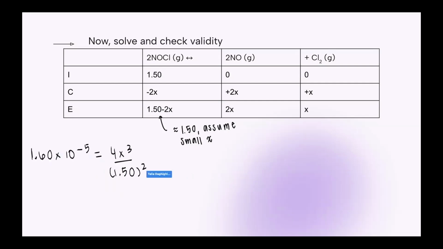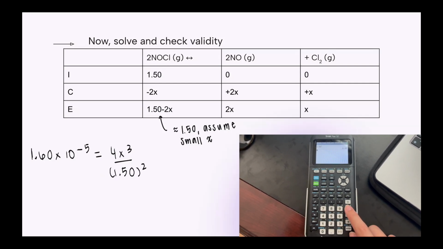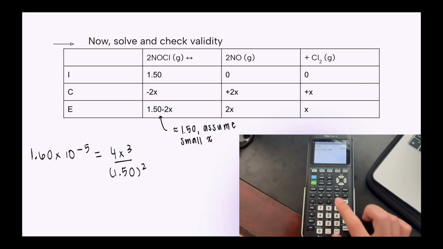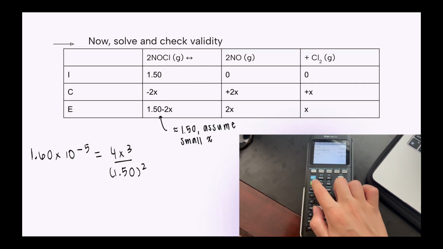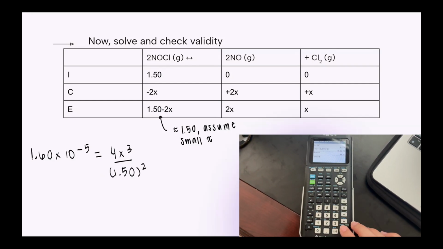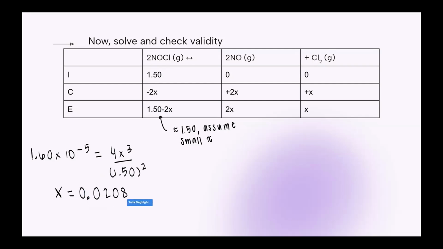So now this is going to be using your algebra skills. We basically turned it into an ICE table problem from previous videos. So I'm going to square 1.5 and then do some cross multiplication. Multiply that by 1.6 times 10 to the negative fifth. Divide by 4. And then I'm going to cube root that number. And using the correct number of sig figs, I'm going to get x equals 0.0208 molar.